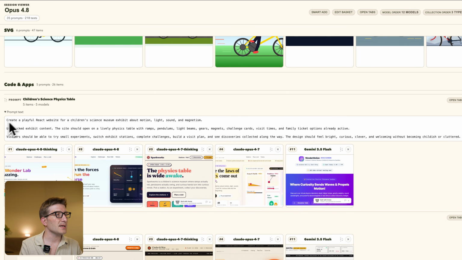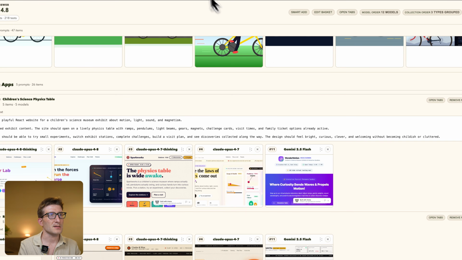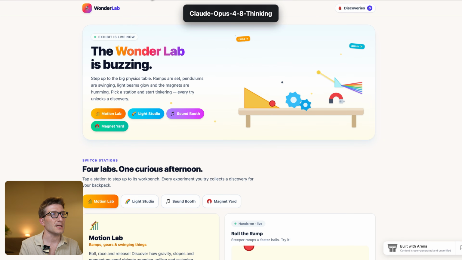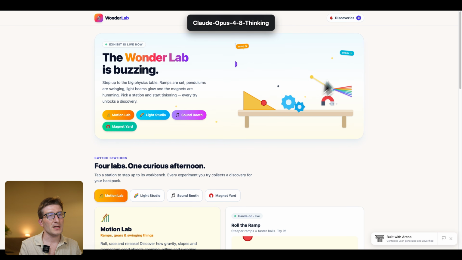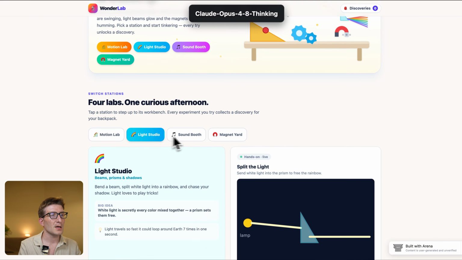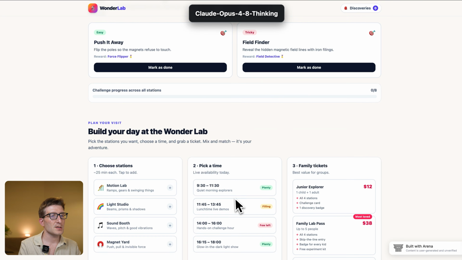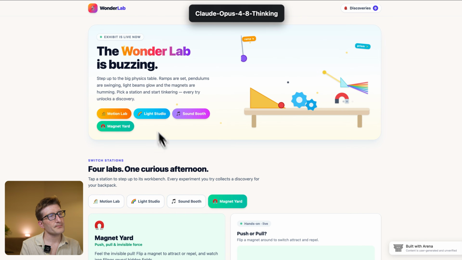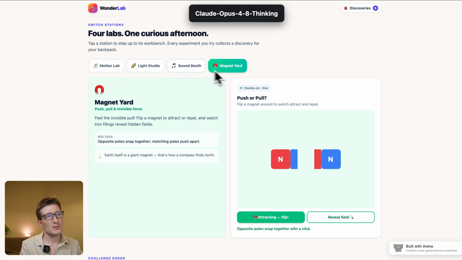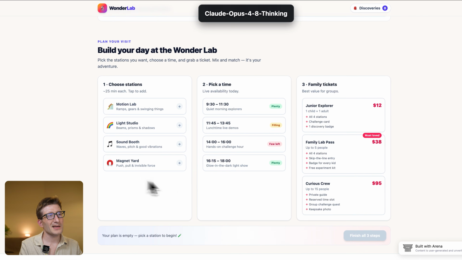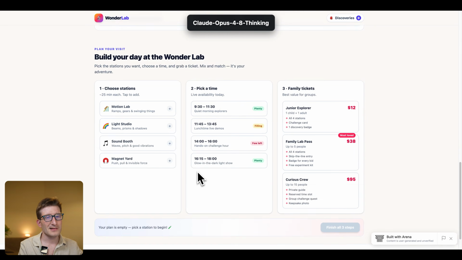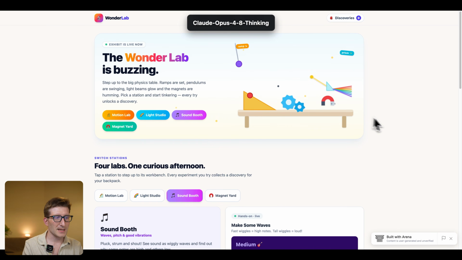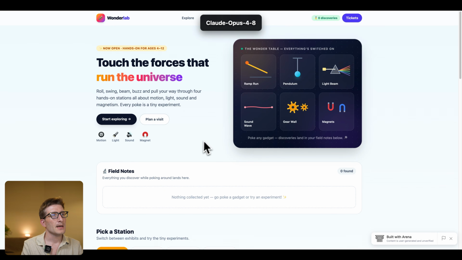So the idea here is a React website, a Children's Science Museum exhibit about motion, light, sound, magnetism. Let's see how creative they are here. So this is 4.8 thinking. We've got things moving, we've got different elements. It's kind of okay. I don't know what you think. I feel like it's a little bit like a first draft. Doesn't feel like a complete website.